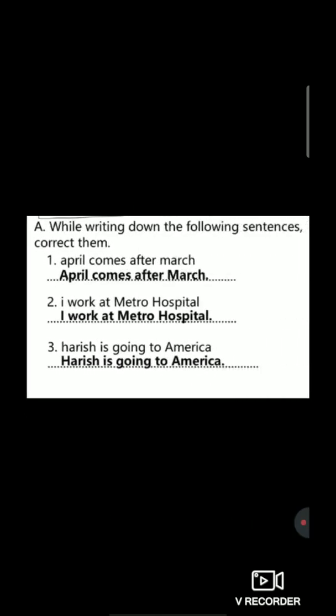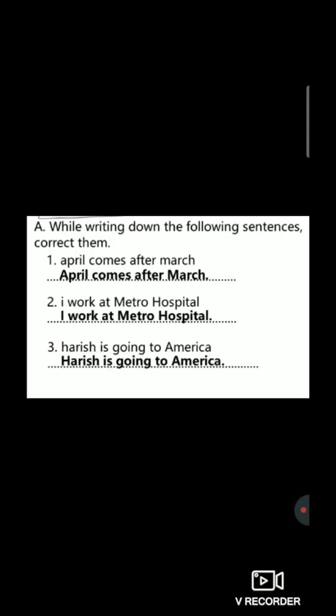Now students, I am going to give you some examples so that you can understand very well. So here, the very first, A point. While writing down the following sentences, correct them. It means the sentences are written in a proper order, but we have to check the full stop and the capital letter. Is the first letter written in a capital letter or not? Students, while writing a sentence, we have to see that the first letter should be written in a capital letter and at the end of the sentence there should be a full stop.